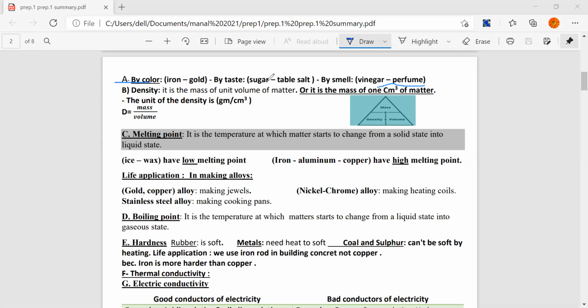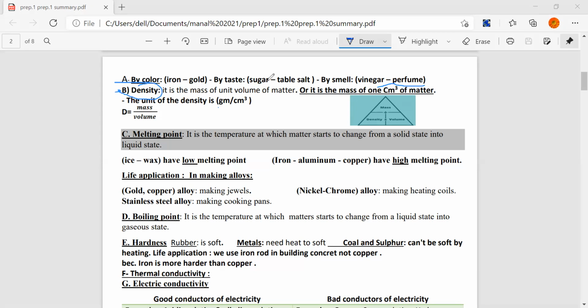But we have matter around us that doesn't have color or taste or smell. How can we differentiate between them? We have another physical property, which is density. What is the meaning of density? Density is the mass of a unit volume of matter, or the mass of 1 cubic centimeter of matter.